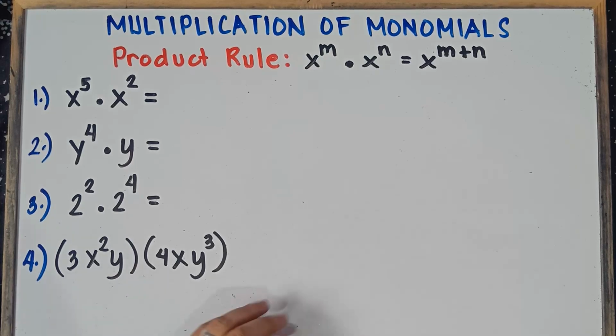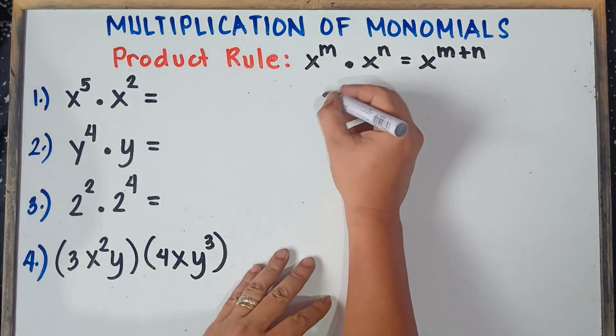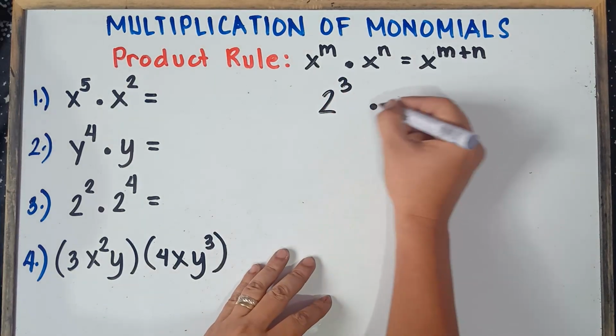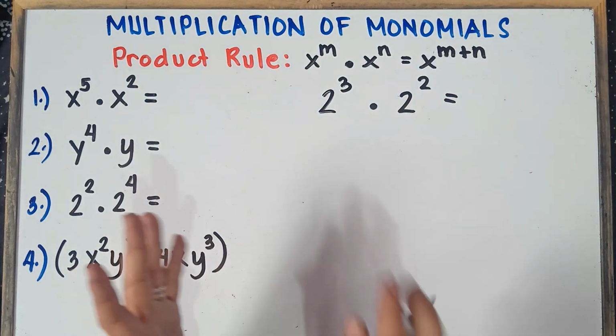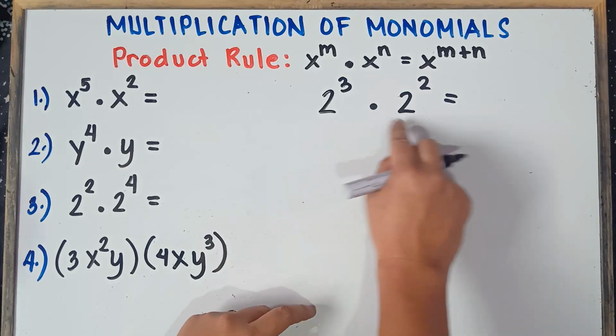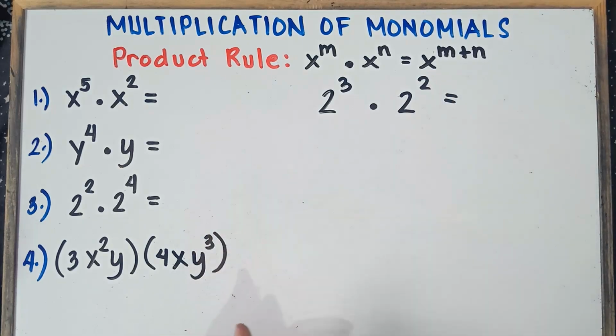Now what if the teacher asks you, class, to multiply 2 raised to the power of 3 and 2 raised to the power of 2? What will be your answer, class? 2 raised to the power of 3 times 2 raised to the power of 2. What will be your answer?